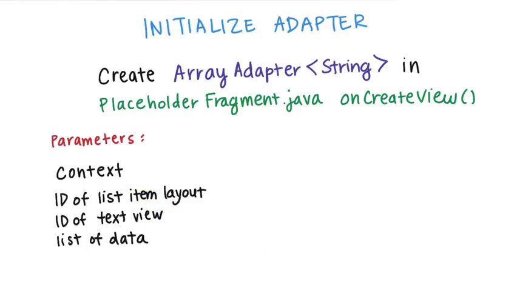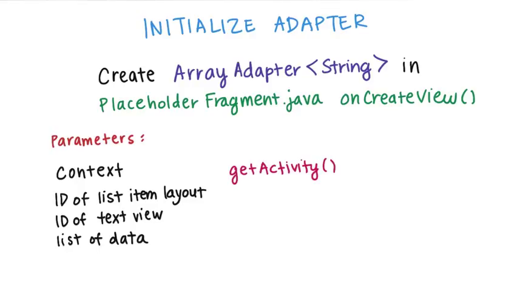First, for context, it contains global information about the app environment. It allows us to access system services and resources, as well as the application-specific resources that we've defined. We use the fragment's containing activity as a context, so we're going to call getActivity for our parameter here.